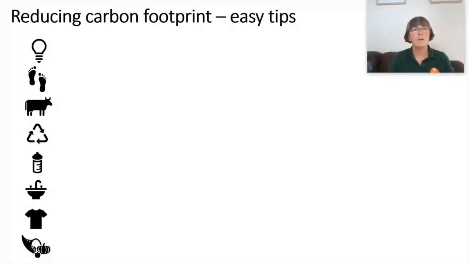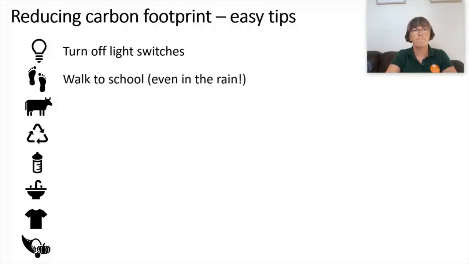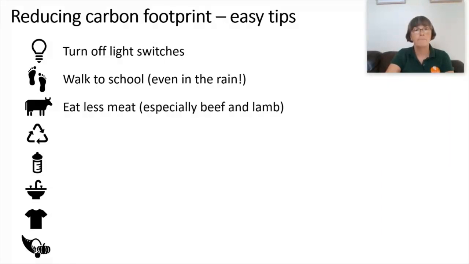Here are some easy ways to reduce the amount of carbon that you use. First thing is to switch things off, lights, televisions, other things when you're not using them. How about doing a little bit more walking, even in the rain? Leave the car at home and walk to school. We can try and reduce the amount of meat that we eat, especially beef and lamb. The more plants in our diet, the less carbon there will be released into the atmosphere.